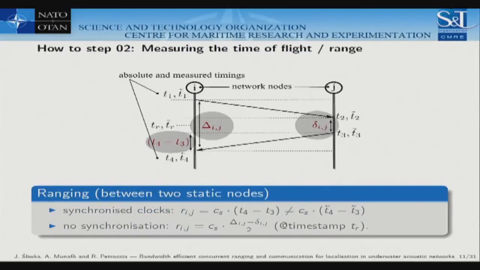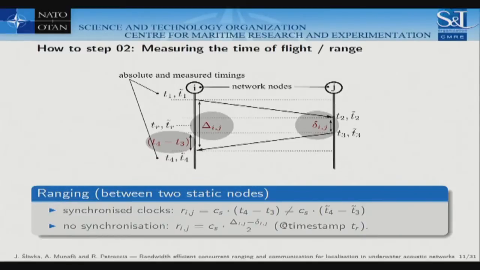Then that's how we compute the ranges. In the case of synchronized clocks, which is not always the case, because we have another problem of how to synchronize the vehicles on the water, the range R_IJ between I and J is the speed of sound multiplied by (t4 minus t3), the time of flight.